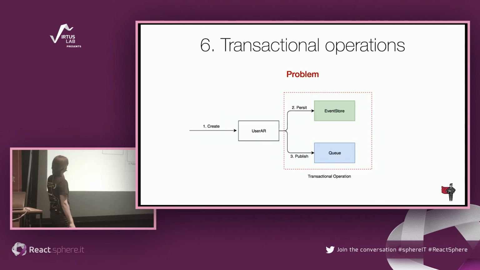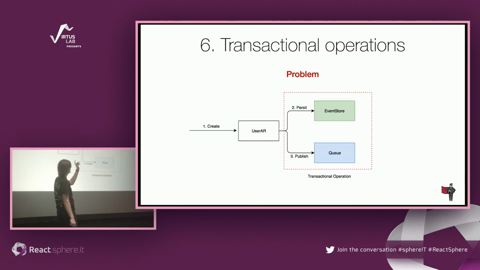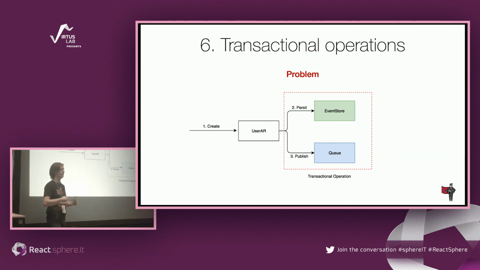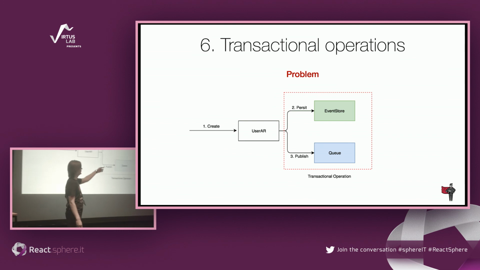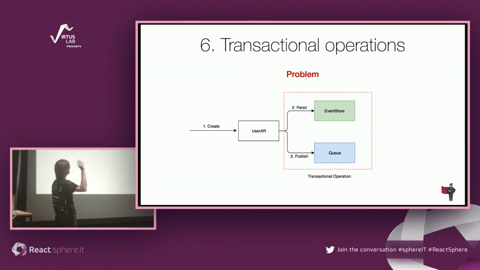This is the problem. So we create, for example, the user. First we persist the event to the event store, but we would like to also publish the event to the queue. And the problem is that this is an asynchronous operation. So it's really hard to make a transaction between them, because maybe persist will succeed, but publishing will fail. So other parts in our system will never get to know that there is a new user. What with this kind of problem?